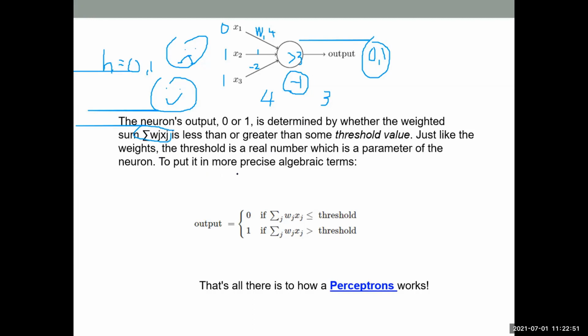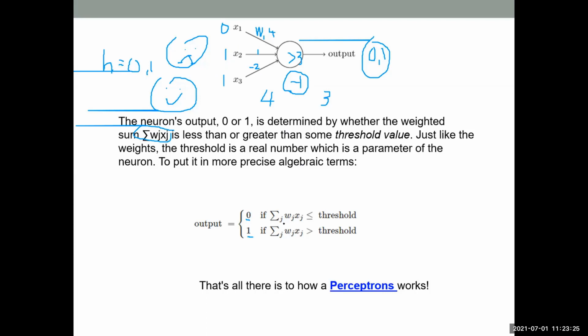So if we want to write down what we just said, we can write it like this. We can say the output is going to be either 0 or 1, depending on what. If it's less than the threshold, then it's going to be 0. And if it's greater than the threshold, it's going to be 1. That's what we just said. And if what is less than the threshold, if what is greater than the threshold? These calculations that we do: this times this, this times this, this times this, and add them up.